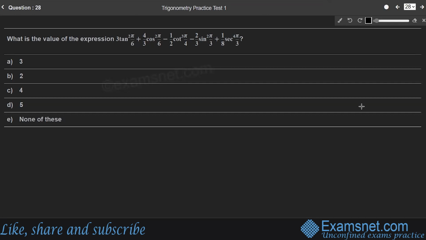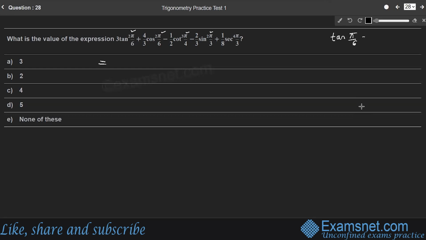Question 28. What is the value of the expression 3 tan square pi by 6 plus 4 by 3 cos square pi by 6 minus 1 by 2 cot cube pi by 4 minus 2 by 3 sin square pi by 3 plus 1 by 8 secant raised to 4 pi by 3. Let us consider each function. Here tan square pi by 6 is nothing but tan pi by 6 the whole square. We'll consider tan pi by 6.